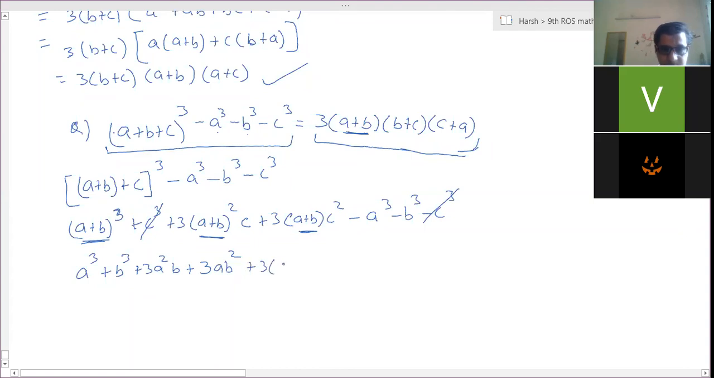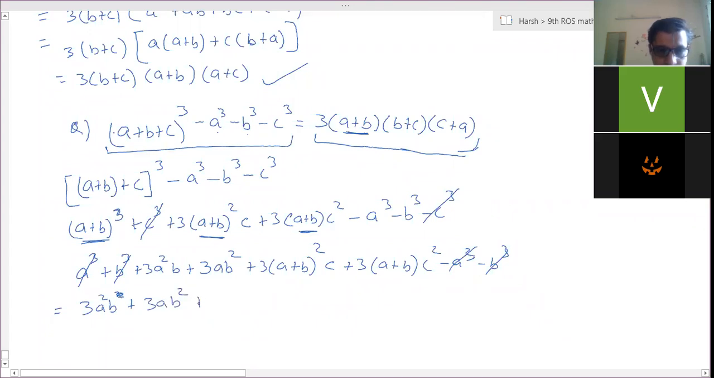So then 3(A plus B) the whole square C plus 3(A plus B) C square minus A cube minus B cube. Gone. So now this question is out of these cube things. So what is left out? We'll write it fresh here. Plus 3AB square plus 3(A plus B) the whole square C plus 3(A plus B) C square.